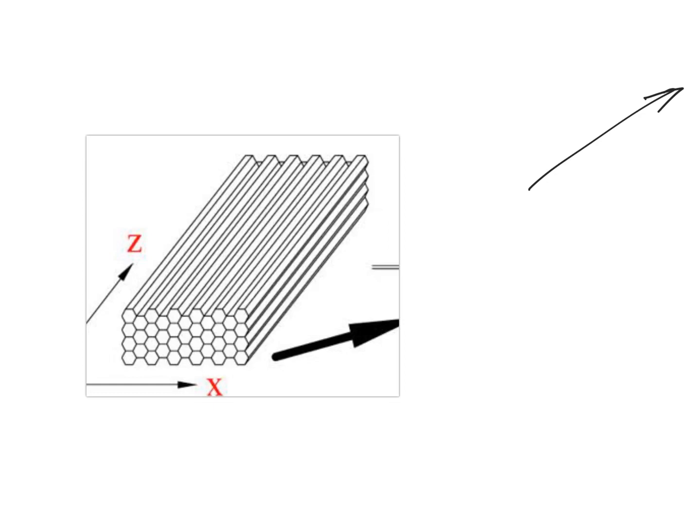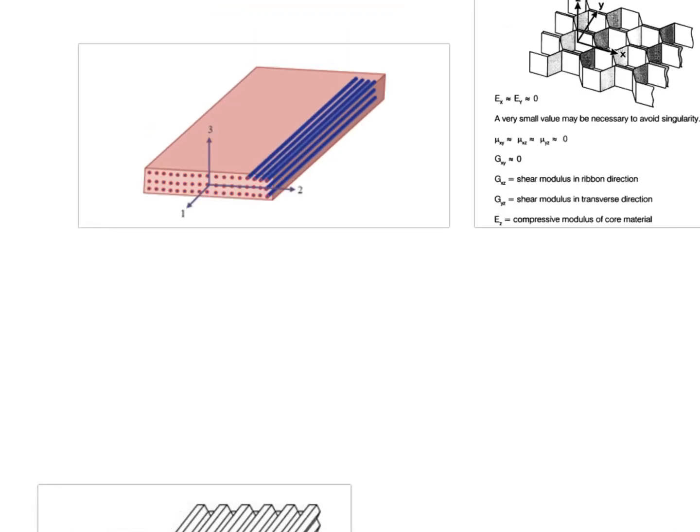because of the construction itself. But you may tend to believe that the in-plane properties, let's say this is the x direction, this is the y direction, and this is the z direction, are the same, but they are different. I have another figure here.